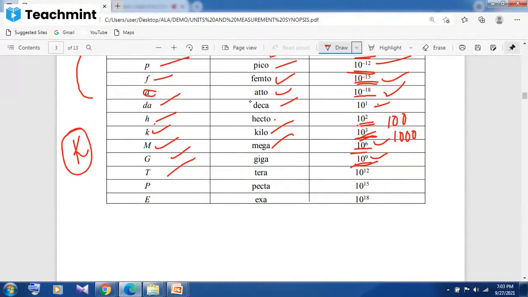Whether all are understanding, just respond once, students. Yes, sir.